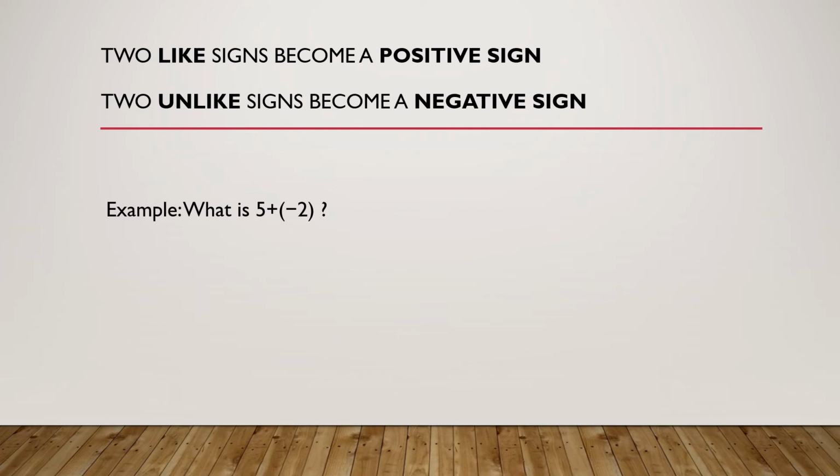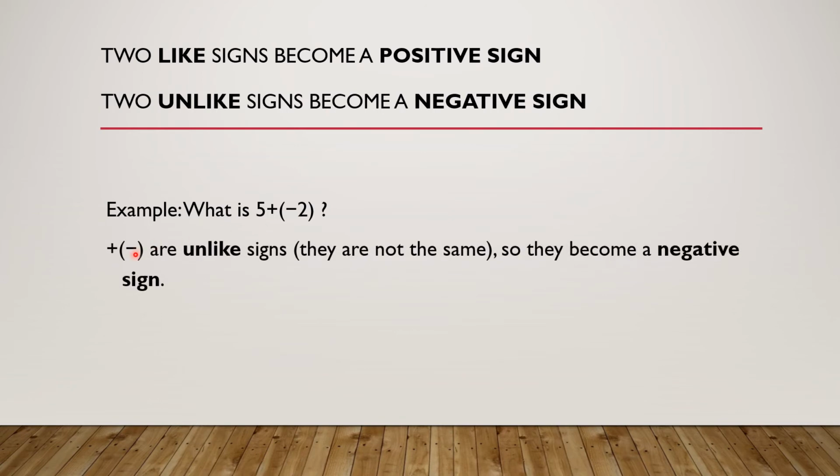How? Example, what is 5 plus negative 2? We have unlike signs, so they are not the same, so they become a negative sign. Therefore, 5 plus negative 2 equals 5 minus 2, or 3.